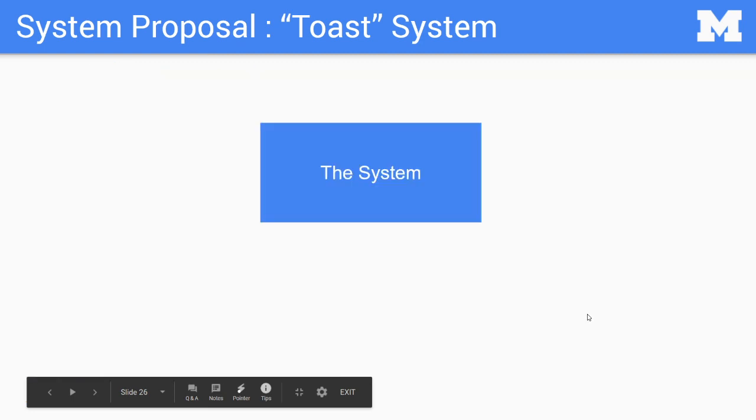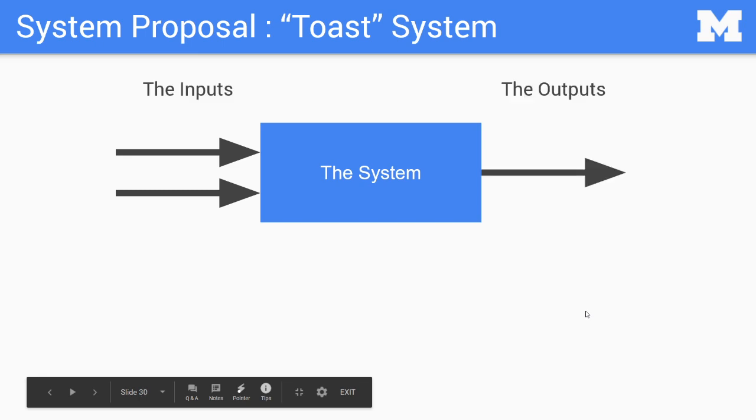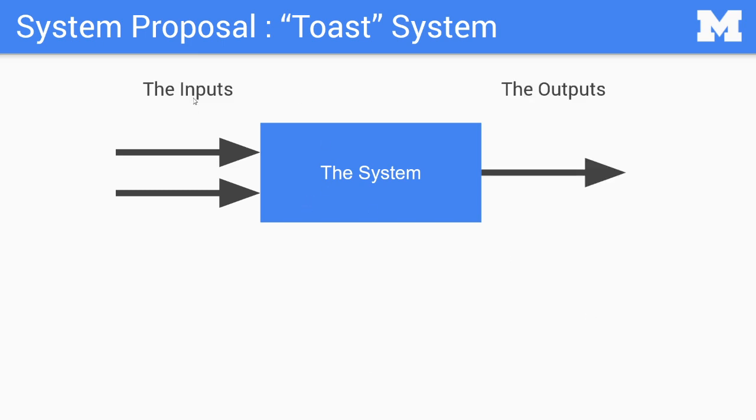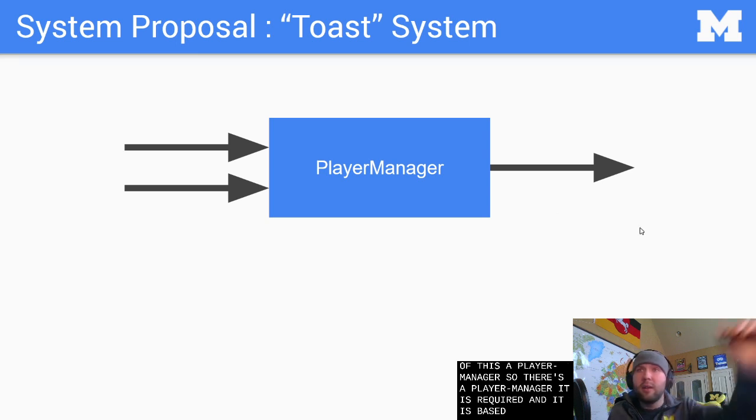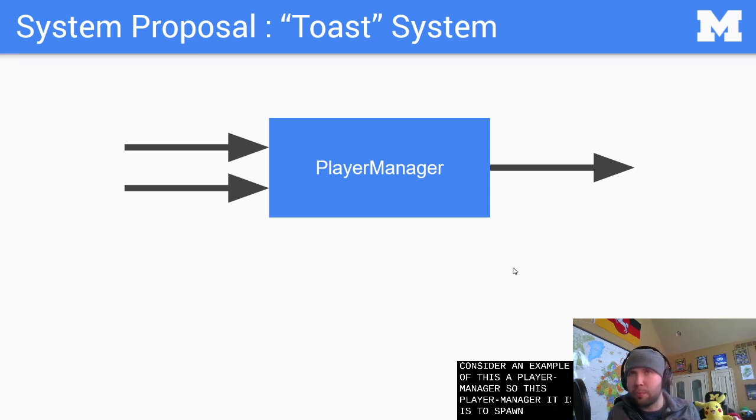Okay? So let's talk a little bit about system design. Typically, you've got inputs and you've got outputs, things the system takes in and things the system does or outputs. Now, you can consider an example of this, a player manager. This player manager is required, and its basic job is to spawn and manage players, okay?